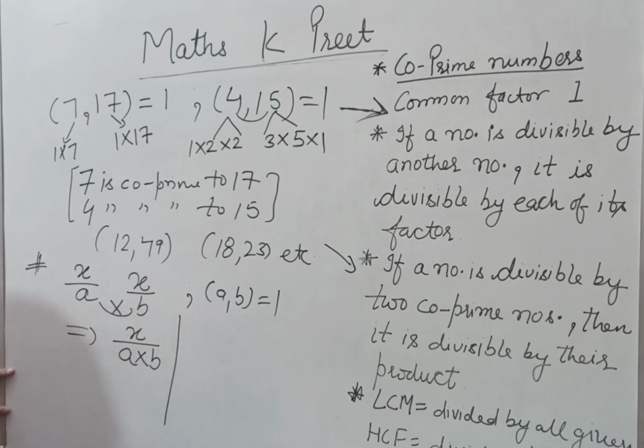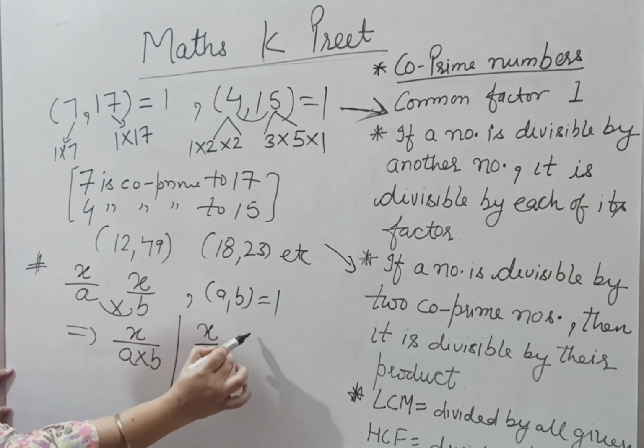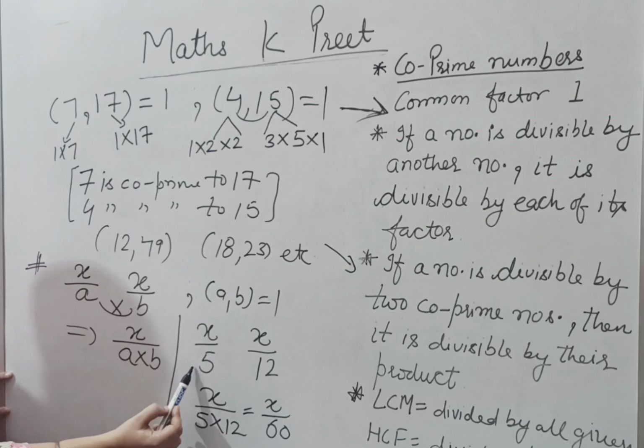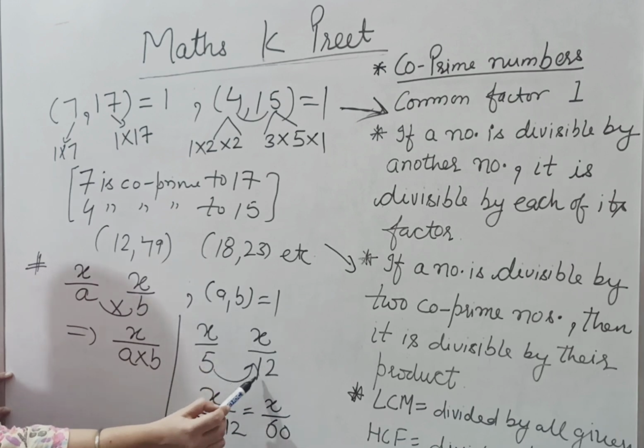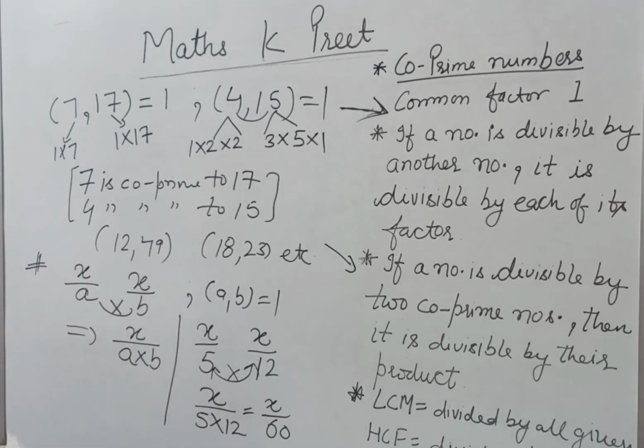Let's take an example. Say x is divisible by 5 and x is divisible by 12, and it's asking by what other number x is divisible. With this property, x is divisible by 5 times 12, which is 60, with no doubts. We check that both numbers are co-prime, then x is divisible by their multiplication. Let's move to the next property.